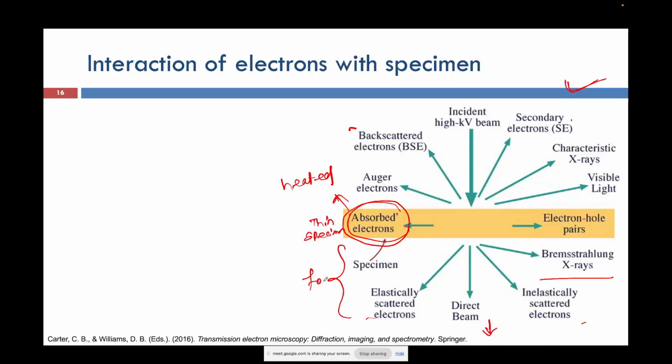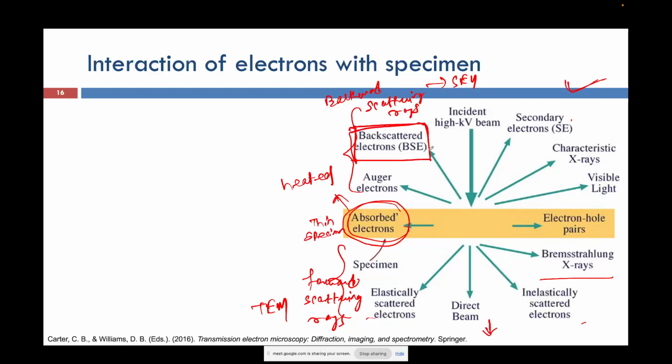These are all forward scattering rays, and these forward scattering rays we generally collect using transmission electron microscopy. These are all backward scattering rays, and these backward scattering rays we collect in SEM. Not all of them, but we generally collect backscattered electrons, secondary electrons, and characteristic X-rays. Right? These three we collect in our scanning electron microscopy.